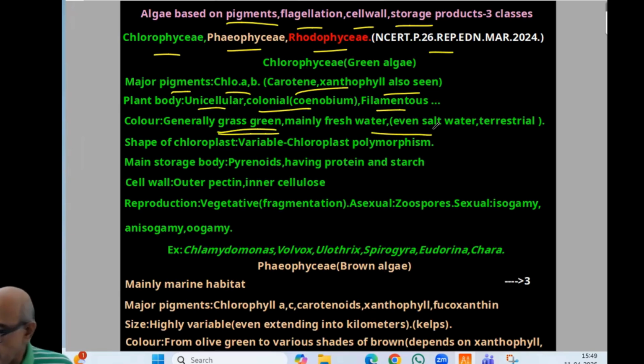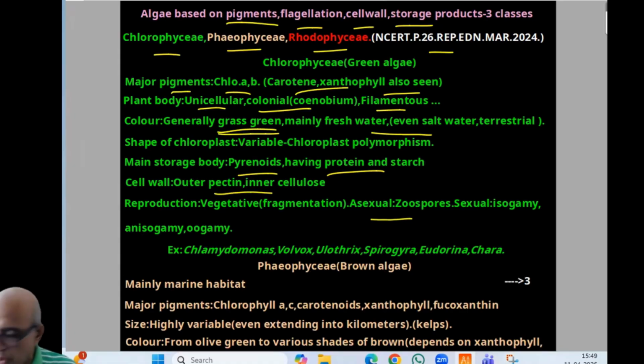Then main storage body is pyrenoids, having proteins and starch. Cell wall: outer pectin, inner cellulose. Outer layer will be pectin, inner will be basically a cellulosic cell wall. Reproduction can be vegetative by fragmentation, asexual by zoospores, sexual by isogamy, anisogamy, and oogamy. Now, typical examples are Chlamydomonas, Volvox, Ulothrix, Spirogyra, Eudorina, and Chara. I think it is clear.